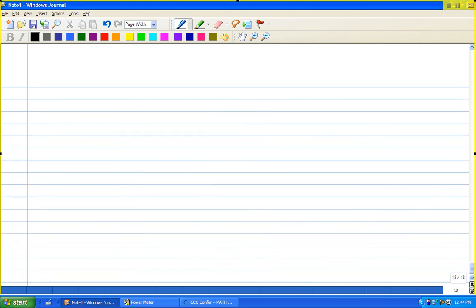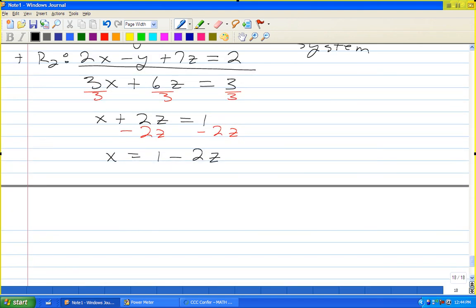Okay, so I can let, let's say z equal k, for every real number k. Notice that there'll be one parameter. The one parameter is going to be k. And we'll see that in the system in a second. So this turns out to be a dependent system.